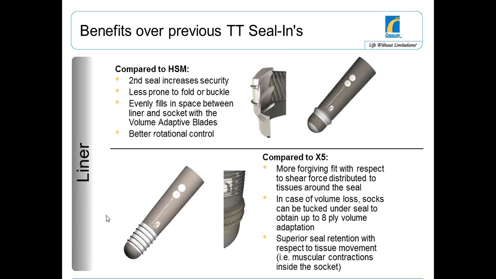So just to look comparatively within our own systems, compared to the HSM, you have the second seal-in membrane to enhance security. Again, it is less prone to fold or buckle on itself. It helps to evenly fill in space between the liner and the socket with the blades, and will provide you with a little bit better rotational control. The volume adaptation point here is another one.